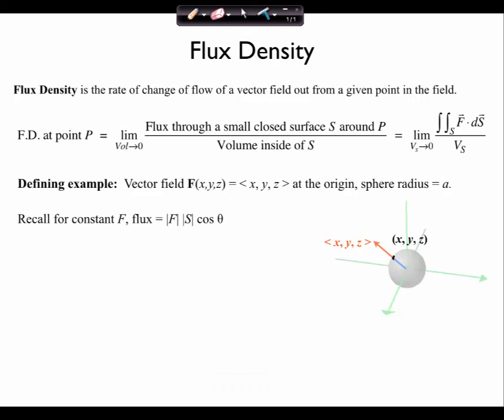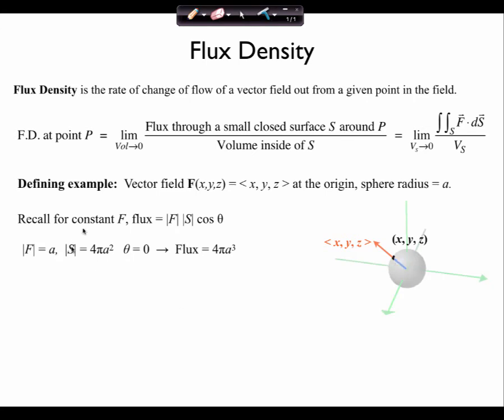So recall, for constant F, the flux was just F dot S, right? F dot S was our flux formula. For the dot product, we'd use the product of the magnitudes times cosine theta. And so for any given sphere at the origin in this vector field, we're going to have constant flux on that sphere. Do you see that? All those flux vectors are going to be the same magnitude. So the magnitude is just going to be a, right? The magnitude of that vector is the same as the radius.